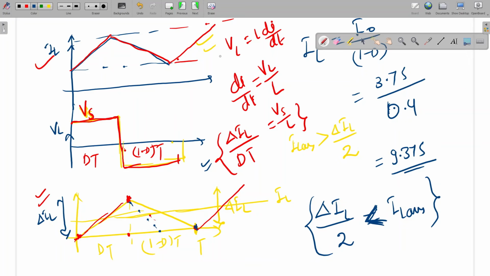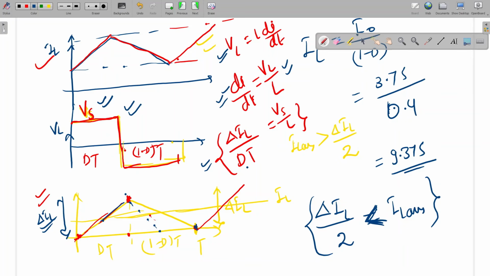In this formula, VL is equal to L di by dt, so di by dt is equal to VL by L. I am going to apply this during the on duration. This is the boundary condition. Di by dt means y2 minus y1, so this is delta IL, and dt means t2 minus t1. So delta IL by dt should be equal to VL by L. During this condition, the value of VL is Vs.